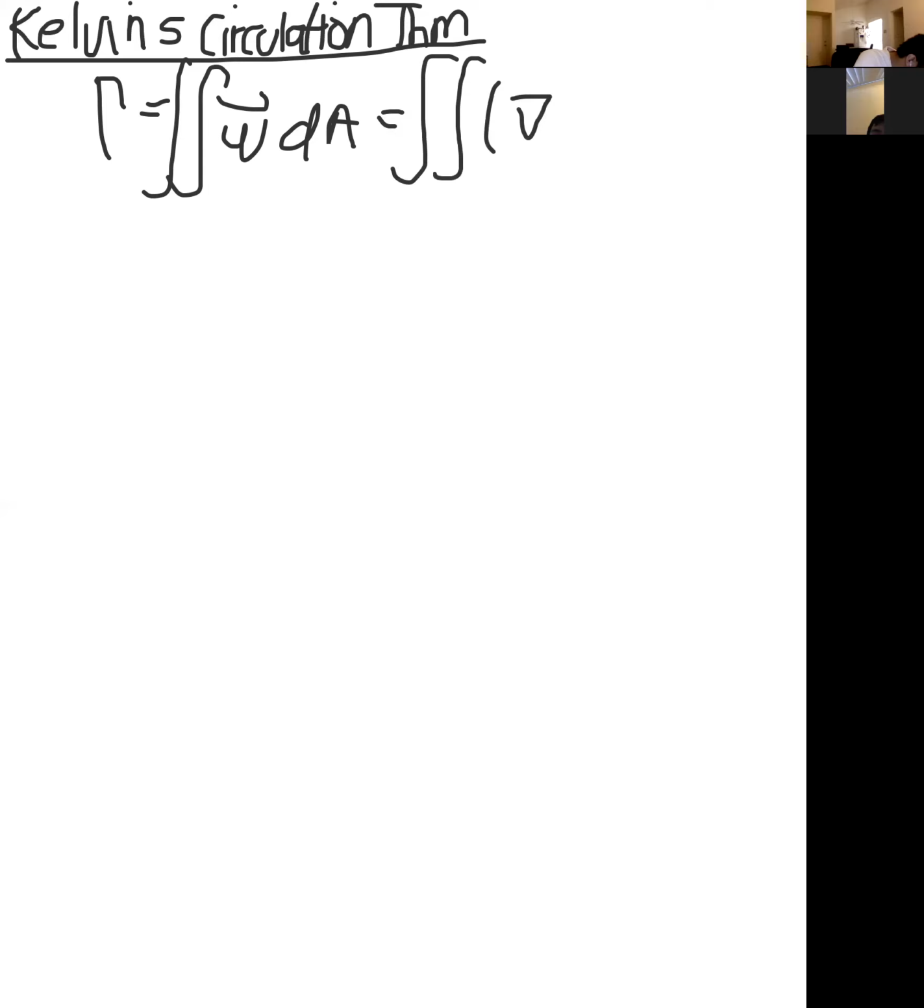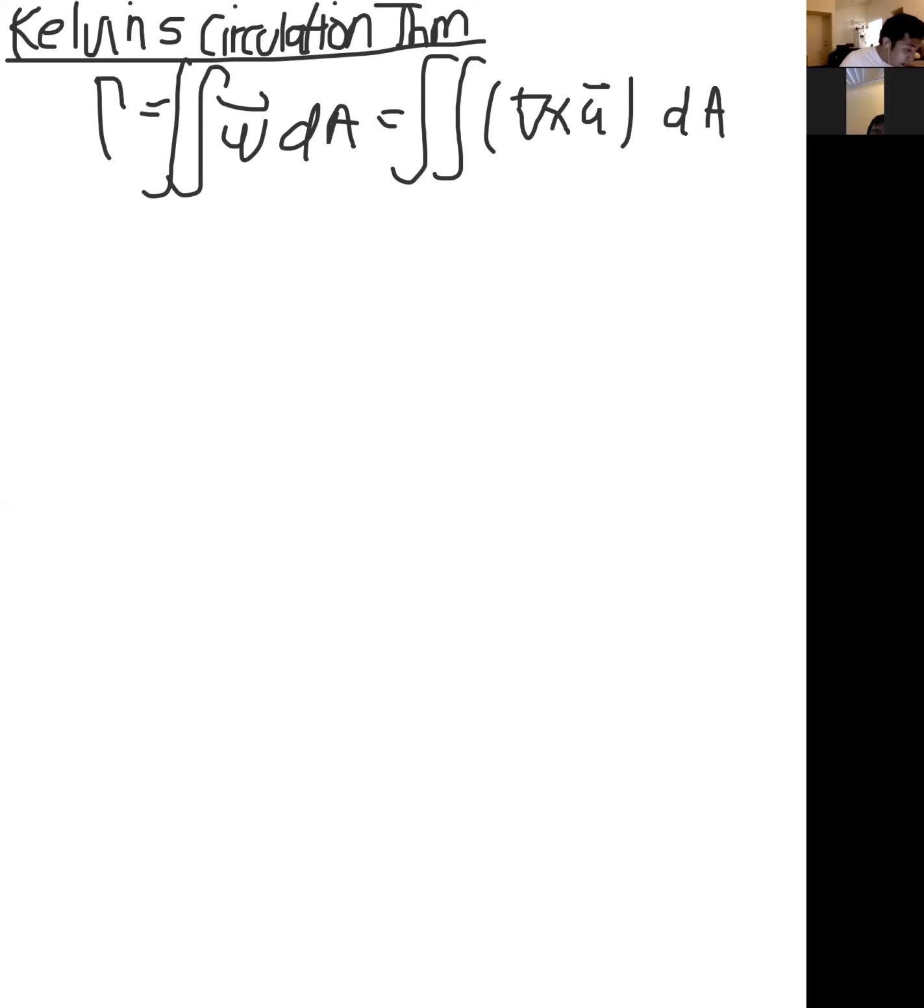So the name of this theorem is Kelvin's circulation theorem. Let's start with the formula for circulation. Just like we saw in the previous example, the formula for circulation is given by this. We have the integral of the vorticity over some area. Since we're integrating over an area, this is a double integral of vorticity over dA. If we want to write this in terms of the velocity, we know the vorticity is equal to the curl of velocity. So this is equal to the double integral of nabla cross u dA.